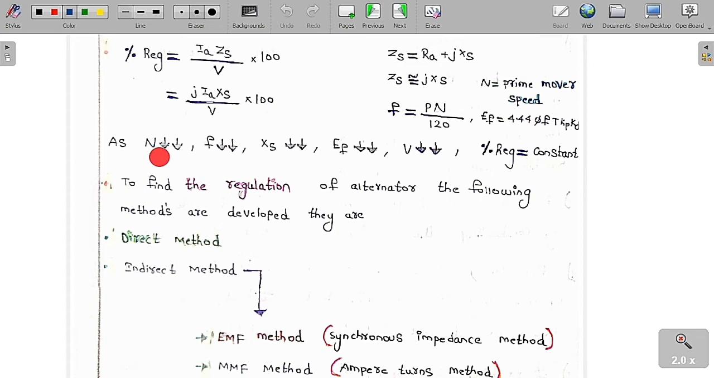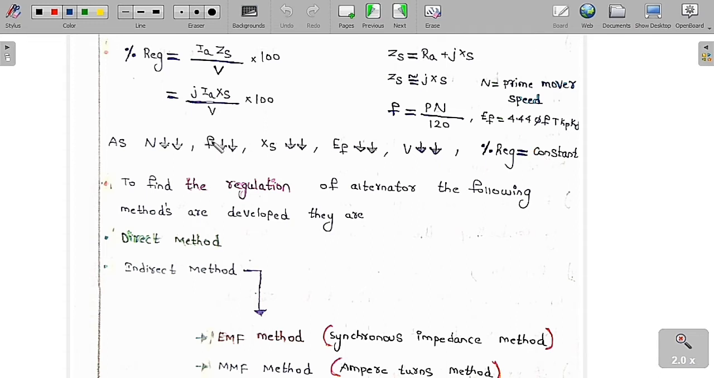Whenever the prime mover speed decreases, definitely the frequency decreases. As the frequency decreases, the reactance XS value decreases. As the frequency decreases, Ef is also going to decrease. As Ef decreases, definitely the terminal voltage also decreases. But the regulation is always constant because both are decreasing, so the difference is constant. Because the numerator is decreasing and the denominator is also decreasing, their ratio is always constant.